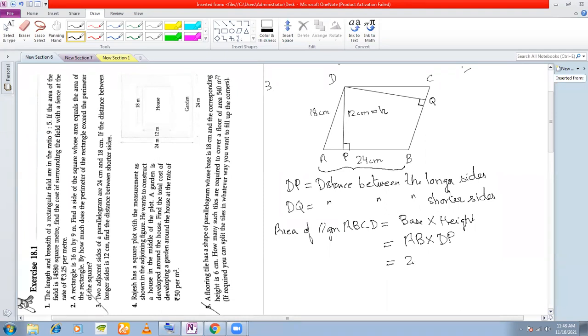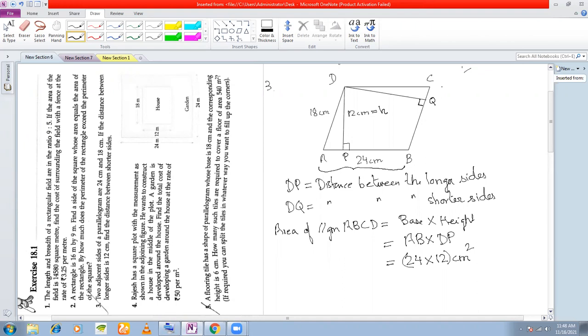Now put the values. 24 is AB and DP is 12. This much centimeter square. You can keep it as it is instead of multiplying, because we'll be working with it. This is not your answer. Whatever you get after multiplication is okay, even if you don't multiply, it's okay. So this is the area of the parallelogram.